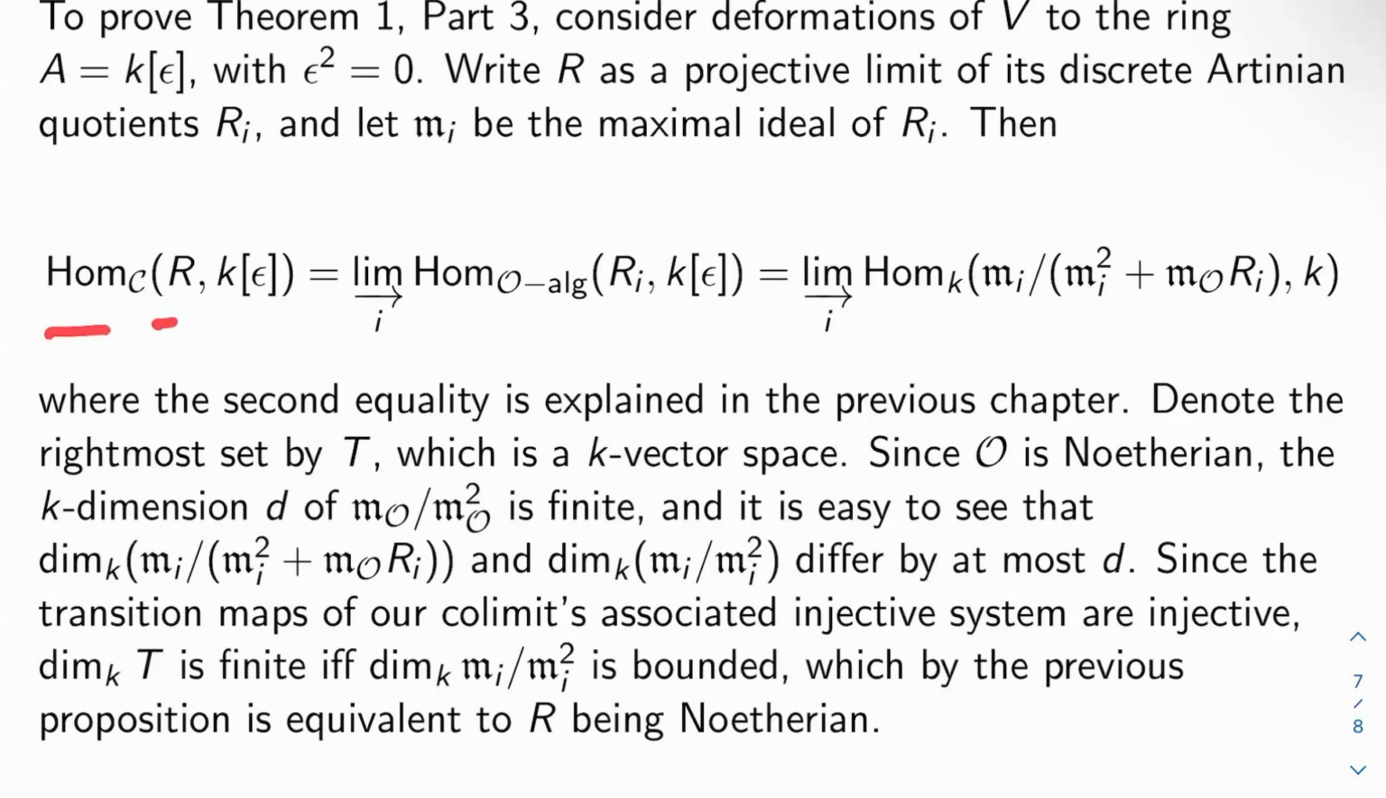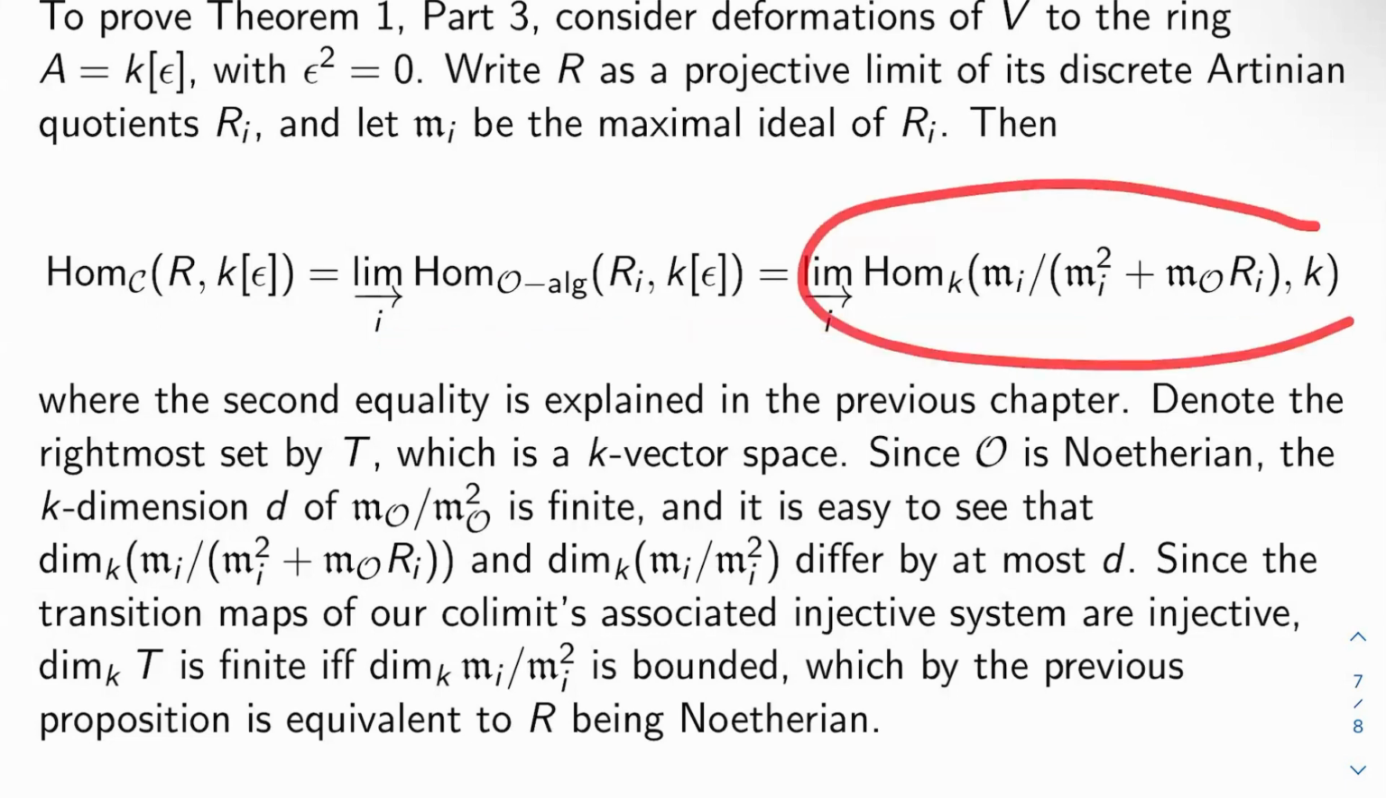You know that the O-algebra maps from R to K[epsilon] are the same as a set as the limit over I of O-algebra maps from R sub I to K[epsilon]. And then that limit is the same thing as the limit over I of K maps from M sub I mod (M sub I squared plus M sub O R sub I) to K. This is basically just algebra. And then this second equality here is explained in chapter 8, the deformation theory chapter that I've already gone through. This is one of the main results there, or at least it follows from one of the main results there. Okay, so we're going to call this rightmost set here T.